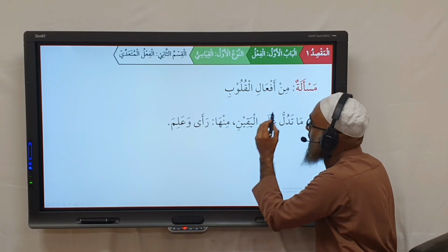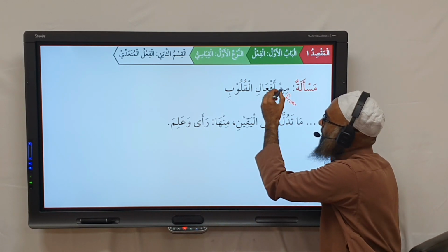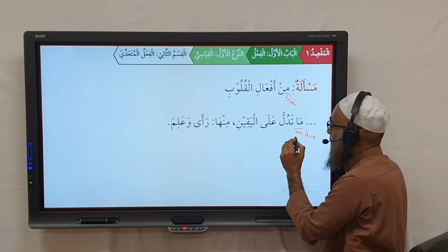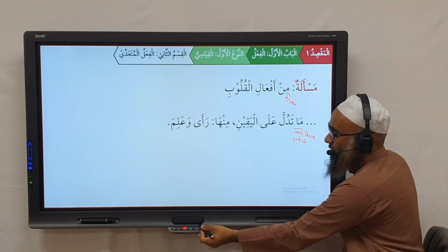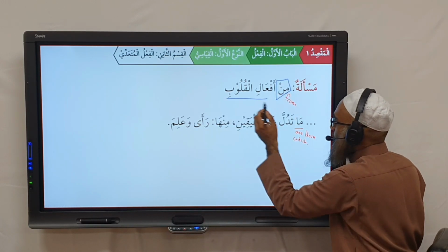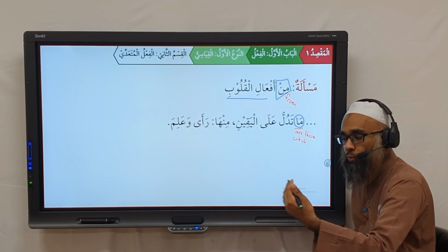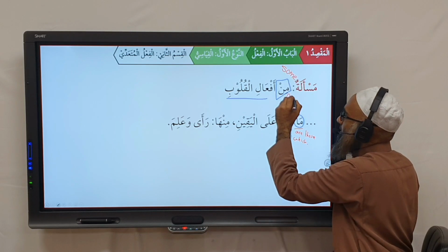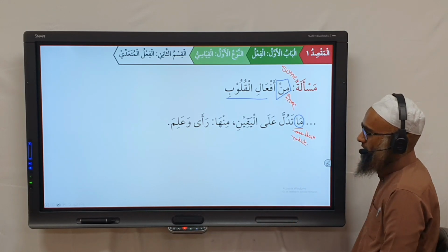So we can translate. Min literally means from. From af'al al-qulub, ma are those which. But the rule is, if you have a structure like this, you have min at the beginning of a sentence, followed by its majroor, then you have ma after it. So min af'al al-qulub. You say, for example, minan nasi may yaqulu. In this scenario, you say here some. How do you translate it? Some. So you say some af'al al-qulub are those which denote.